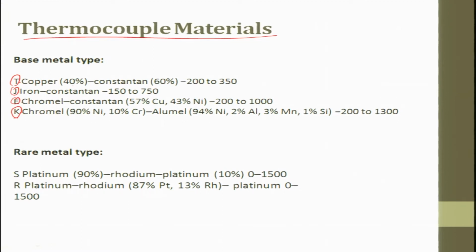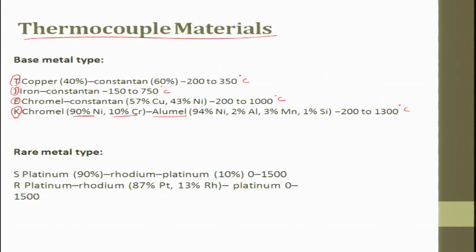T type is copper 40%, constantan 60%, and it is used from -200 to 350 degrees Celsius. Next is iron. J type is iron and constantan, which is used from -150 to 750 degrees Celsius. E type is chromel constantan, which is used from -200 to 1000 degrees Celsius. K type has chromel with 90% nickel and 10% chromium, and alumel with 94% nickel, 2% aluminium, 3% magnesium and 1% silicon, and can be used from -200 degrees Celsius to 1000 degrees Celsius.